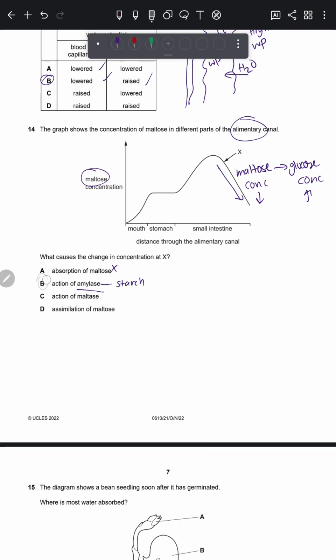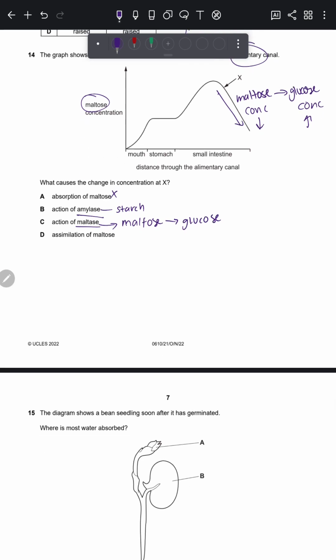So again, keep in mind, maltase acts on maltose. Change it into glucose. Don't mix up your enzymes.